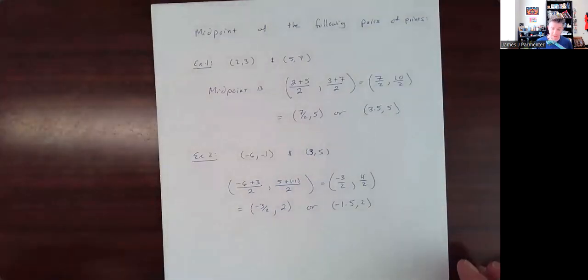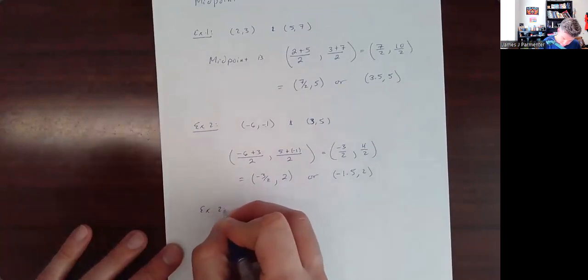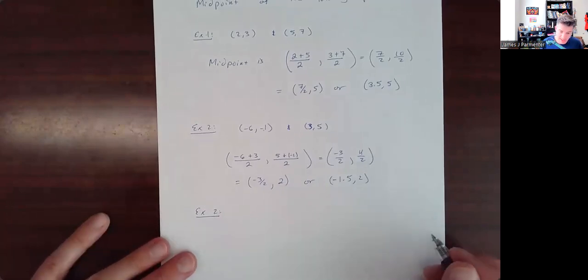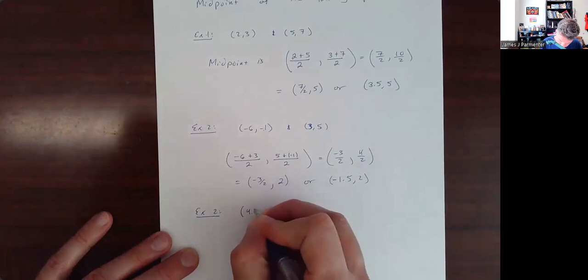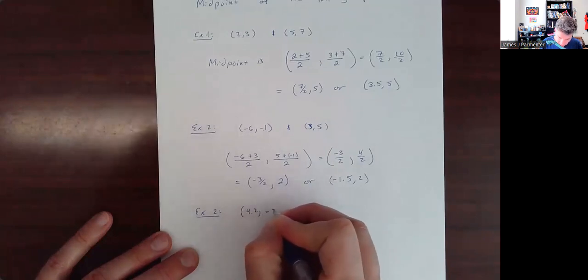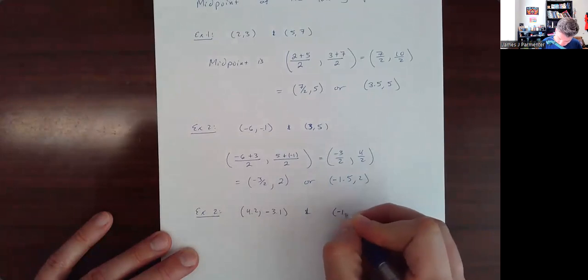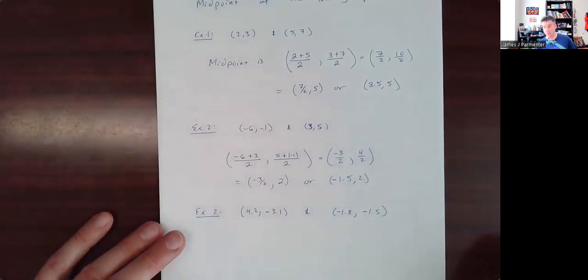That is a little bit different if you start having coordinates that have decimals themselves. For example, let's say I want to find the average of the points 4.2 comma -3.1 and -1.8 comma -1.5. Yeah, it's kind of gross.